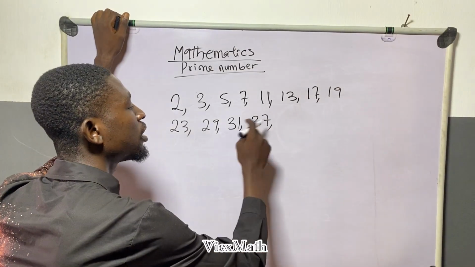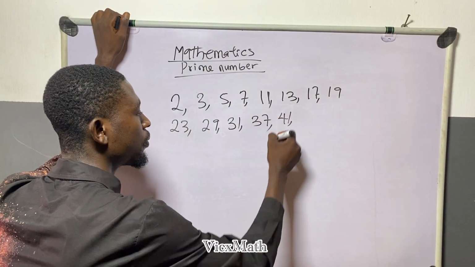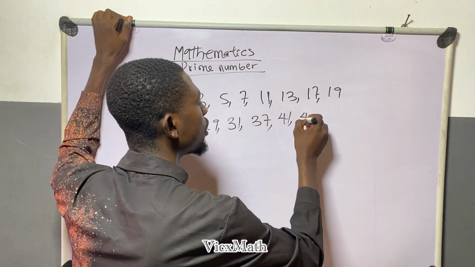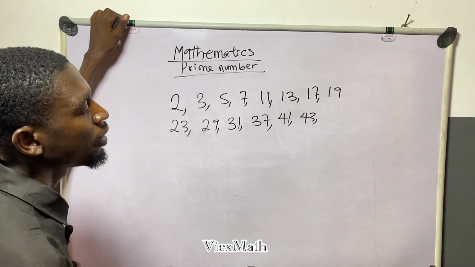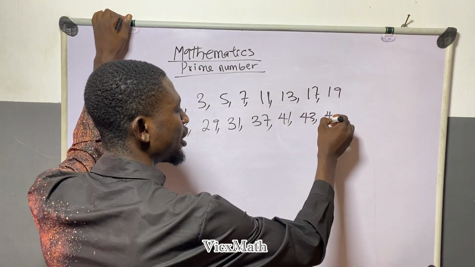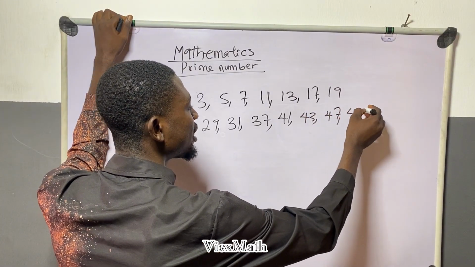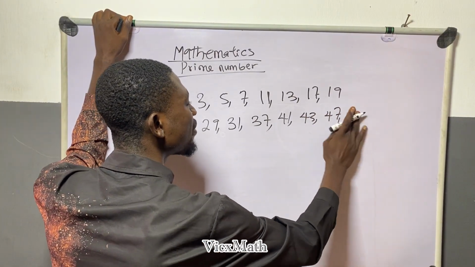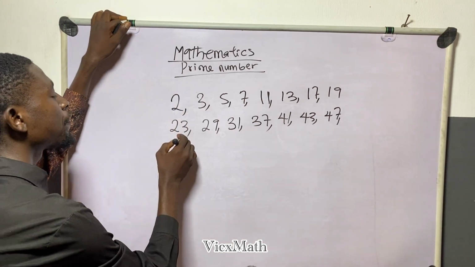So next one after this will give us what? 41. After 41, we'll have 43. After 43, what else do we check? 45 cannot be there, so 47 can be there. 49 cannot be there because 7 can divide 49. So 51 cannot be there.